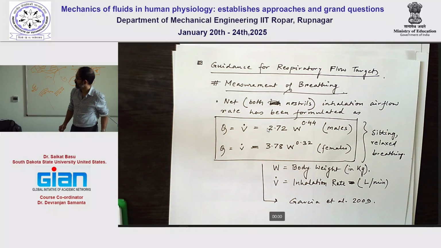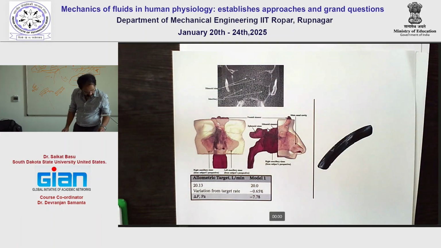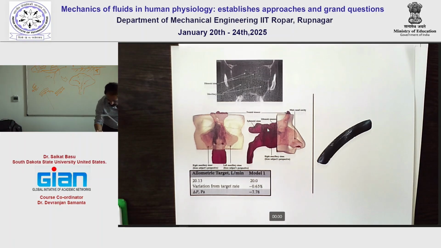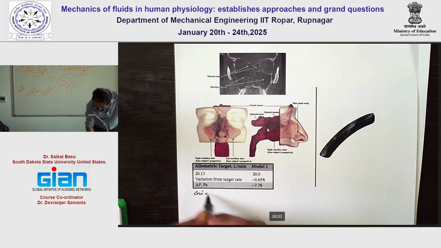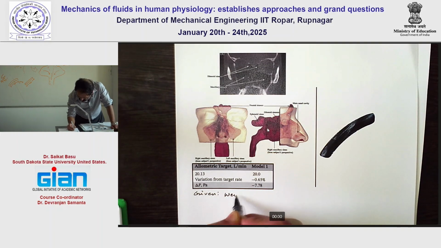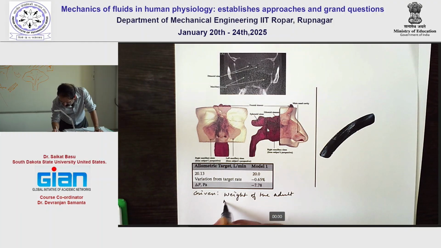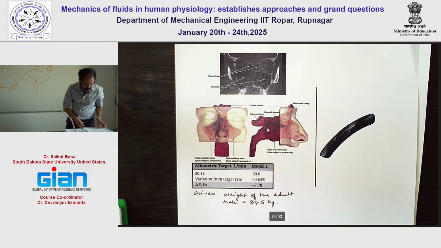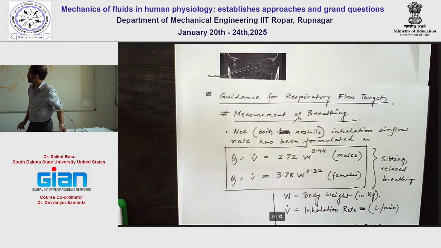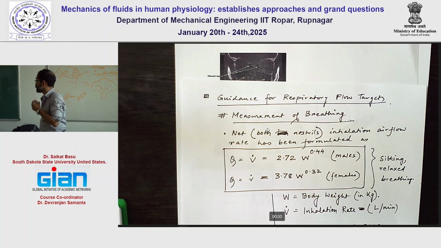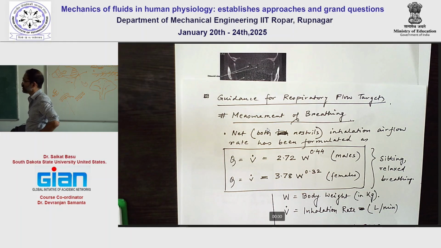So the first one, 2.72 W to the power of 0.44. The body weight of the person is given as 94.5. So let me write it down: given, weight of the adult male is 94.5 kg. Can you just do a quick calculation to check how much the Q would be if 94.5 is W? Because I want to double check if that was indeed that allometric target and see if it's that user.